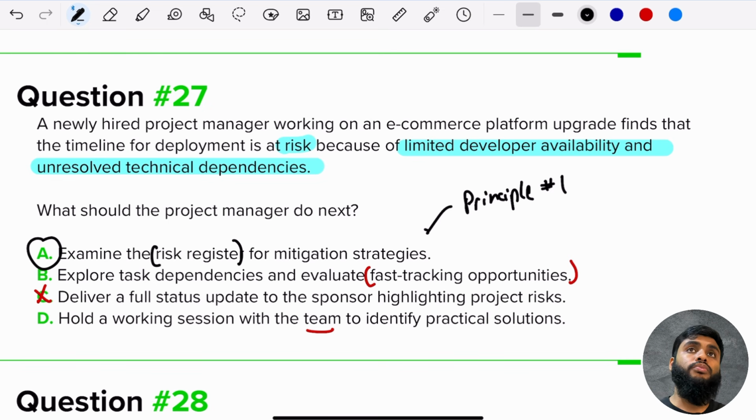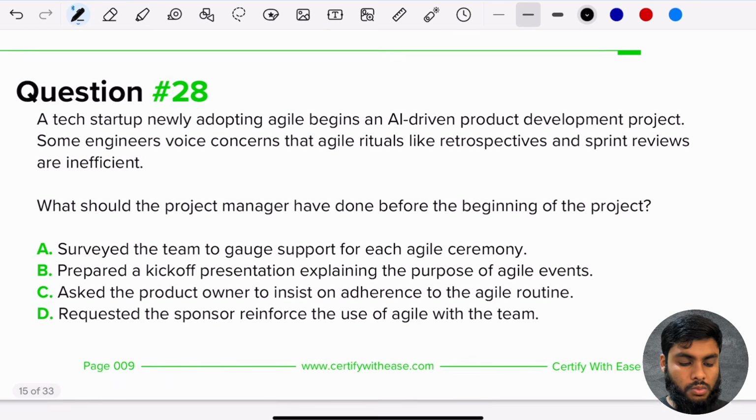But remember, one thing that I also noticed about the exam is anytime a tool is used, like the risk register, issue log, stakeholder register, this plan, that plan, the PMP wants to know if you are using the appropriate tools in the appropriate situation, okay? So technically, yes, principle number 1 over here too, but A uses a specific tool, the risk register. All right, let's move on to 28.